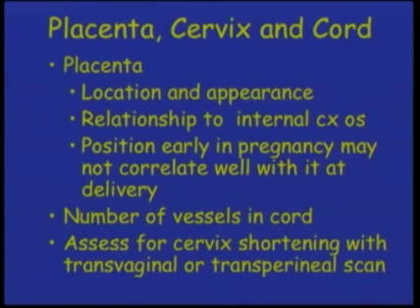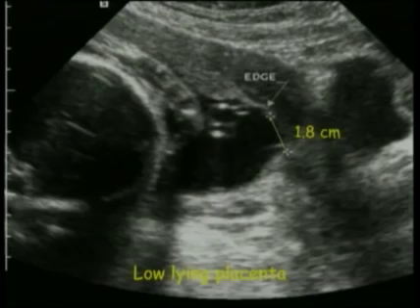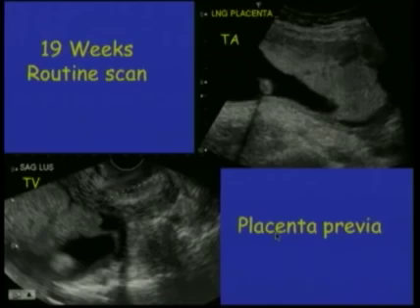about 28 weeks. The guidelines also suggest that we should look at the number of vessels in the umbilical cord, and we should also assess for cervical shortening with transvaginal or transperineal scan. So this is a low-lying placenta that is approximately 1.8 centimeters from the cervix, which we can see over to our right here. This is the urinary bladder. So we would call that a low-lying placenta.